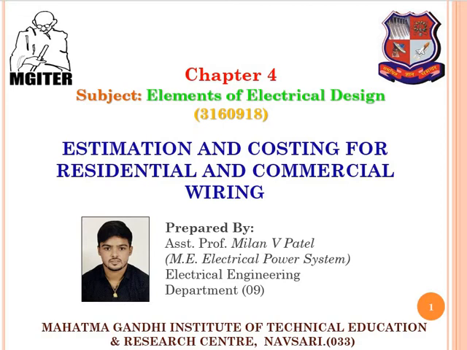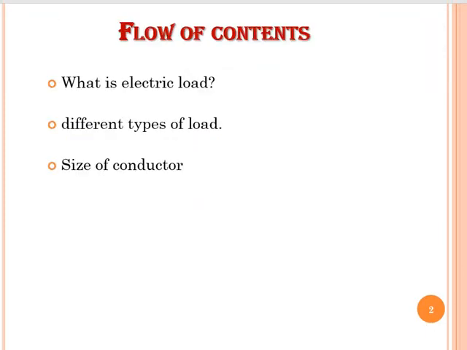Today we will discuss chapter number 4, Estimation and Costing for Residential and Commercial Wiring from the subject Elements of Electrical Design, having a subject code 31609118. Now, the flow of contents for today's video lecture is: what is electrical load, different types of load, size of conductor.